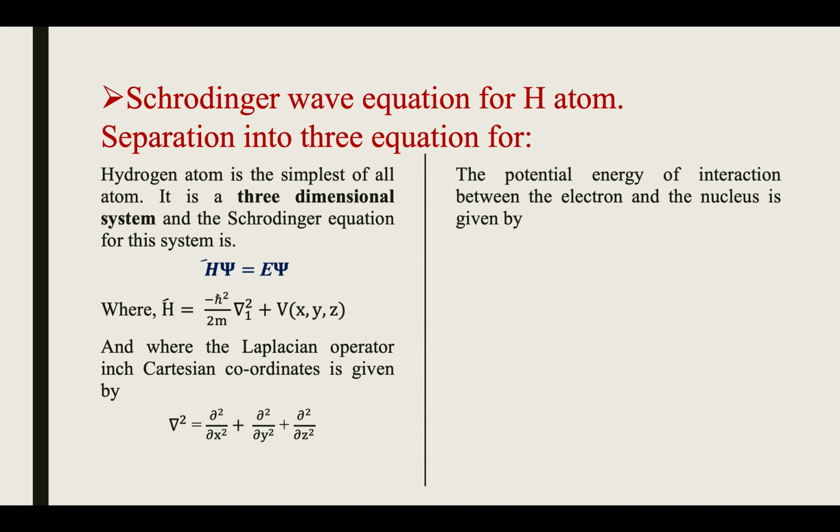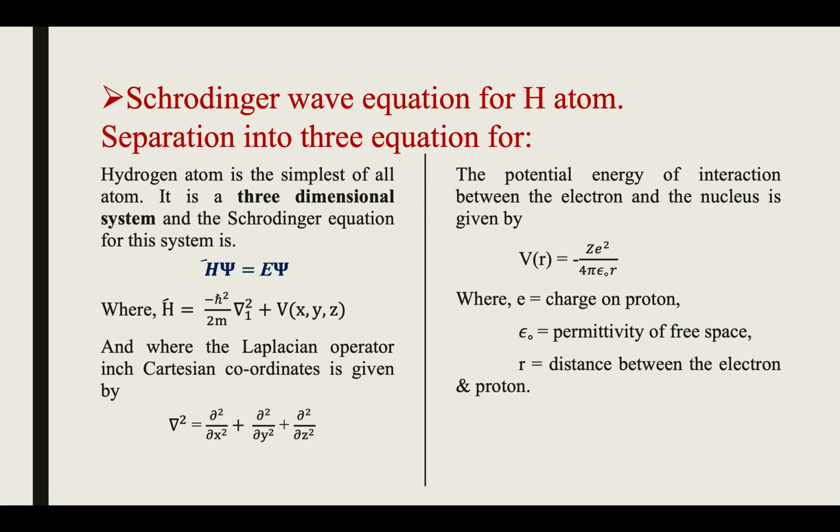The potential energy of interaction between the electron and the nucleus is represented by capital V, the potential energy with a radial vector r, which is equal to minus Z e square divided by 4 pi epsilon naught r. Here e is the charge on the proton, epsilon naught is the permittivity of free space, r is the distance between electron and proton, and the factor 4 pi epsilon naught arises because we are using SI units.